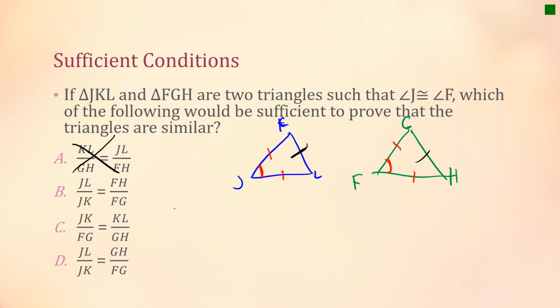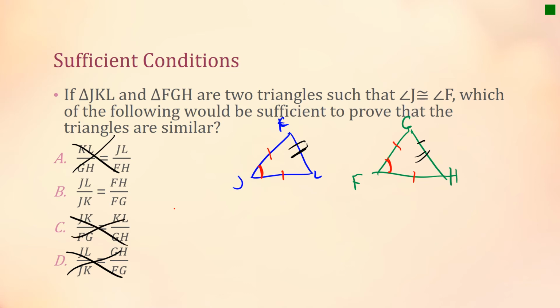And let's go down here to D. Let's look at it. JL. Okay, well, that's a side that works. JK, that's a side that works. But once again, I got GH out here, so I can rule that out. That's no good. Let's look at C. I got JK and FG. I got KL. Well, KL's out here, and GH is out here.